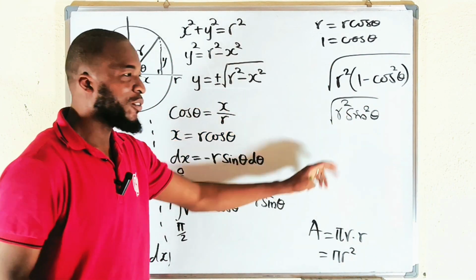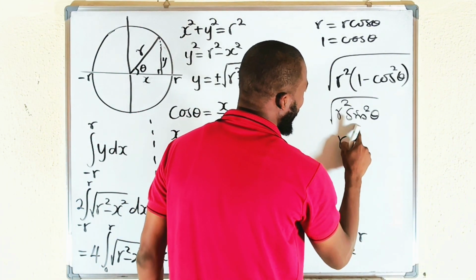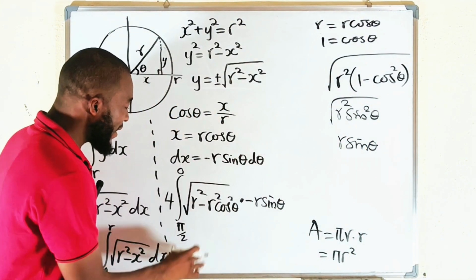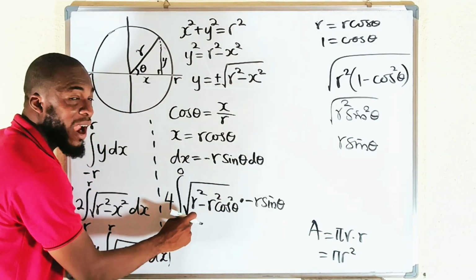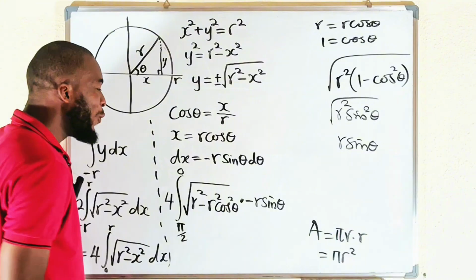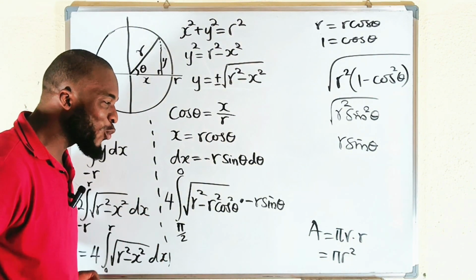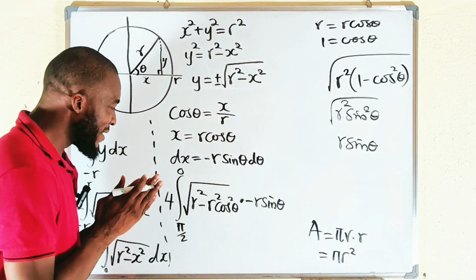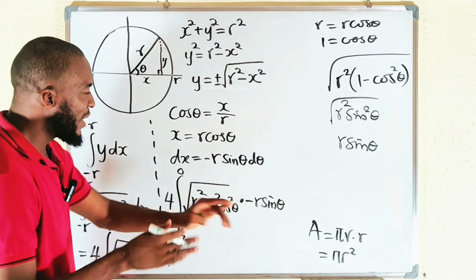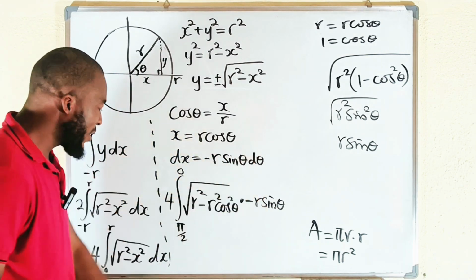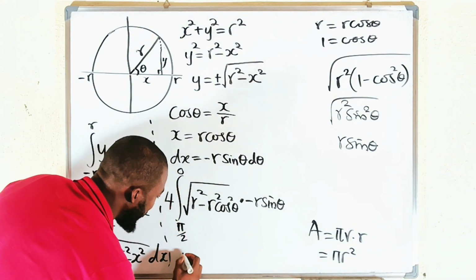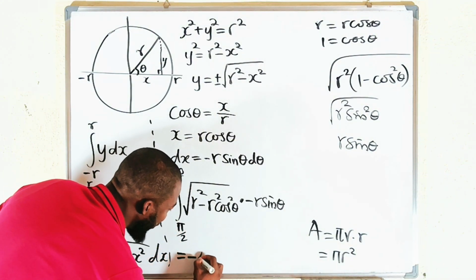By taking square root of r squared, you have r. By taking square root of sine squared theta, you have sine theta, which implies that everything here is r sine theta times negative r sine theta, right? Which is going to give us what? Negative r squared sine squared theta. Because this is r sine theta, another r sine theta multiplying each other, we have negative r squared sine squared theta. So that negative can be outside together with 4.